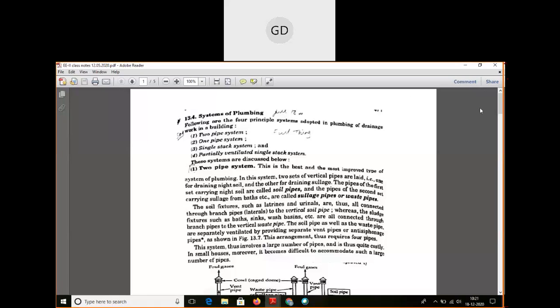But before that, let me complete this one. After your house plumbing system, we discussed what a trap is and the different types of traps, which we have almost studied in the last class. So next is systems of plumbing. There are four principal systems that are adopted in plumbing of drainage work in a building.